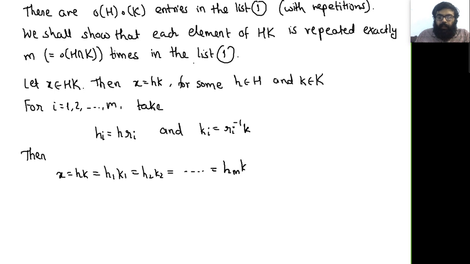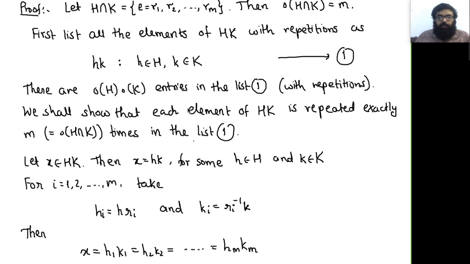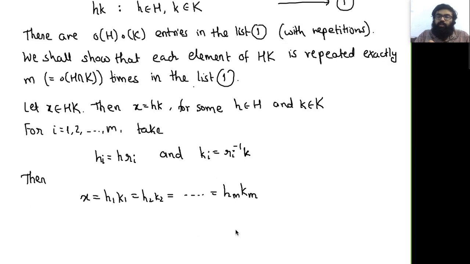HM KM. So did you see the technique? X was written as HK, and we have written H1 K1, H2 K2, up to HM KM. So M elements are there, and we made use of this. Once we multiplied Ri with H and Ri inverse with K, and now if you patch them together, Hi Ki, Ri inverse gets cancelled, we have HK. So HK can be written so many times.